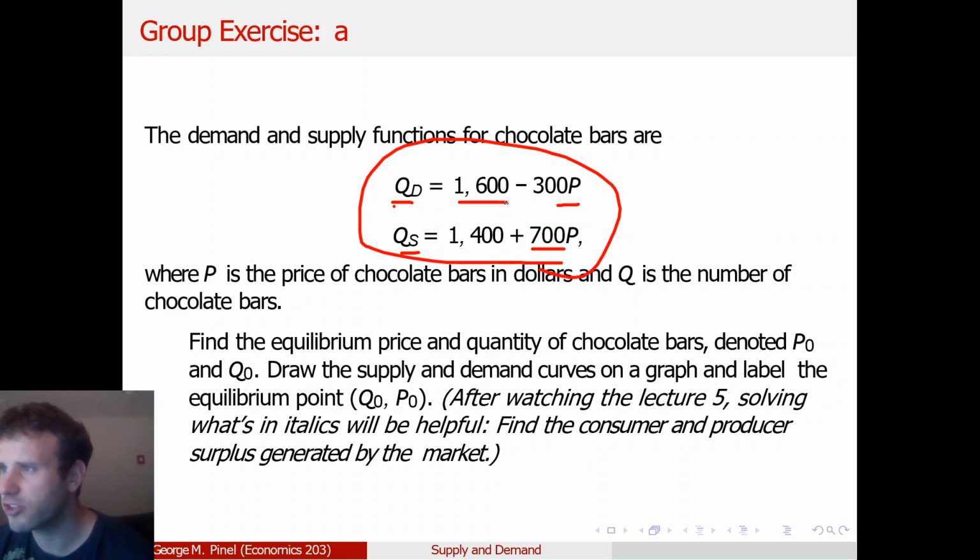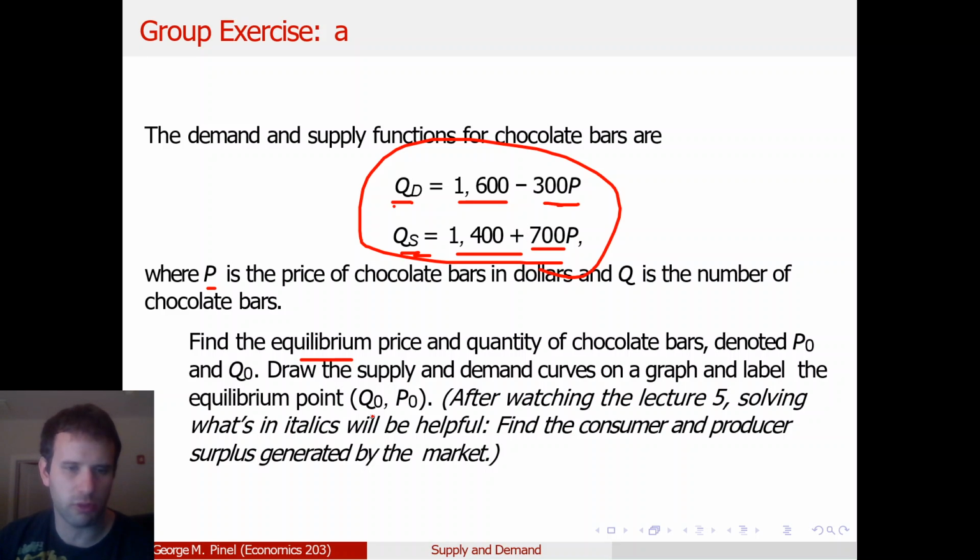Anyway, we have these two functions here. Quantity demanded equals 1600 minus 300p. Quantity supplied equals 1400 plus 700p. Where p is the price of a chocolate bar and q is the number of chocolate bars. Then I want you to find the equilibrium quantity and price, denote P0, and then draw the supply and demand curves and label the equilibrium point.